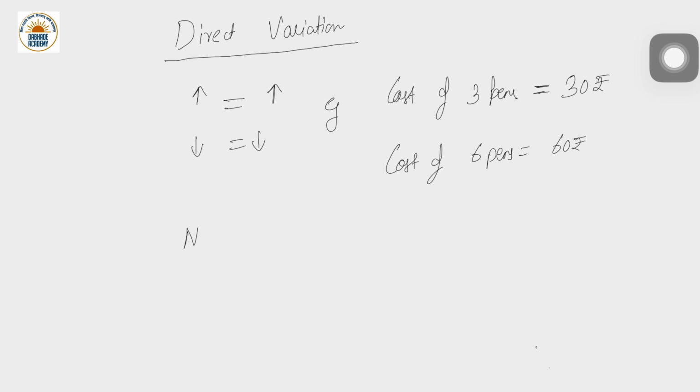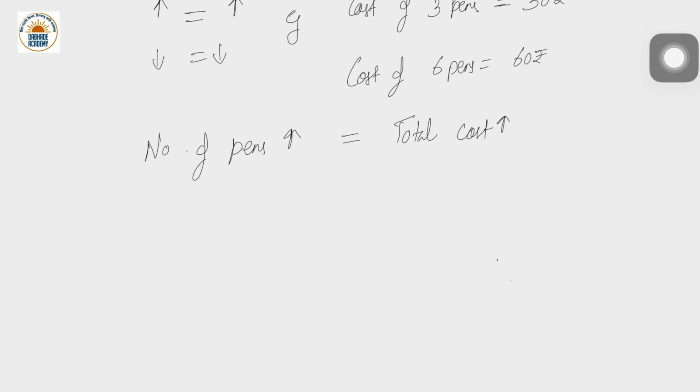See, as the number of pens is increasing, so is the total cost. The total cost is also increasing. This means that there is a direct relation between the number of pens and the total cost involved in the transaction. Alright, so now we'll take one question on this topic.